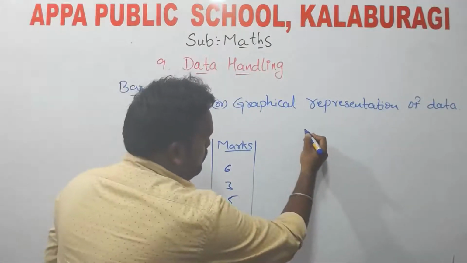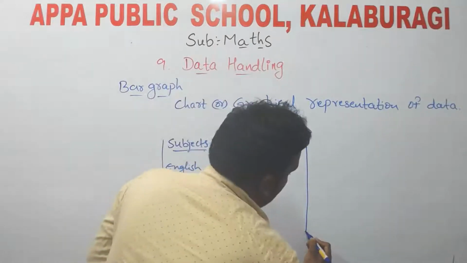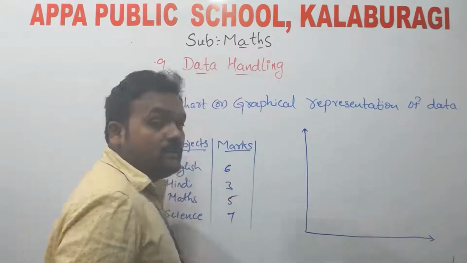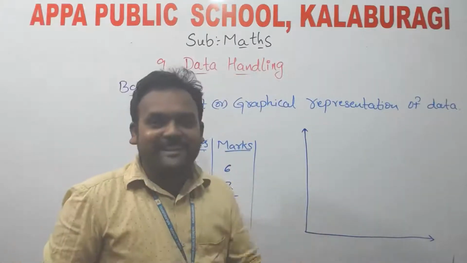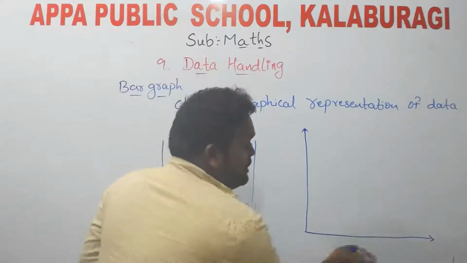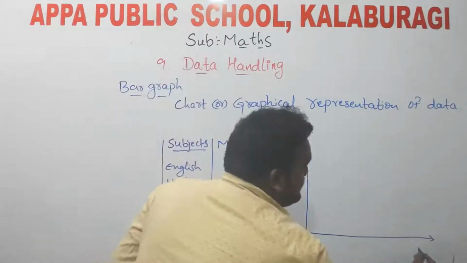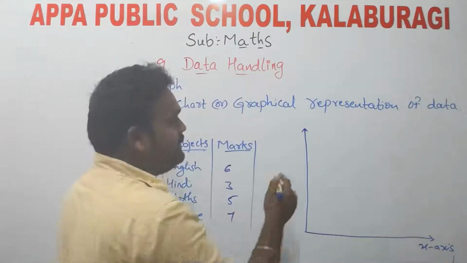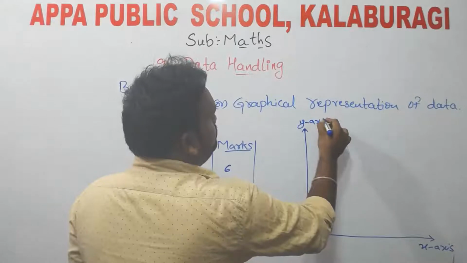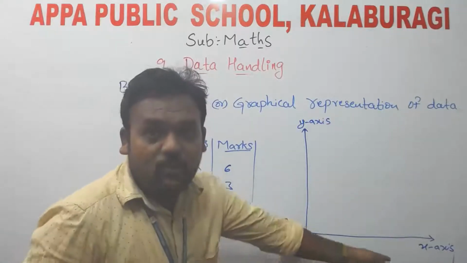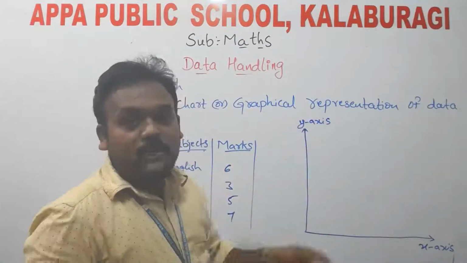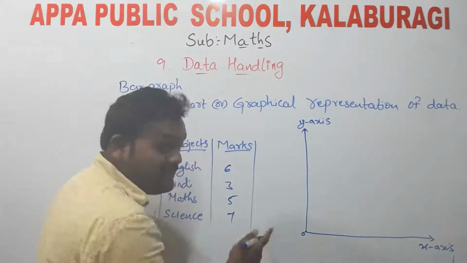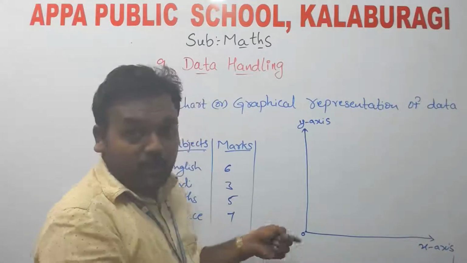How to draw a bar graph? See, this looks like a large L, is it or not? Yes. This horizontal line we call the x-axis, and this vertical line is called the y-axis. Here, the starting point is the origin. The origin we call 0.